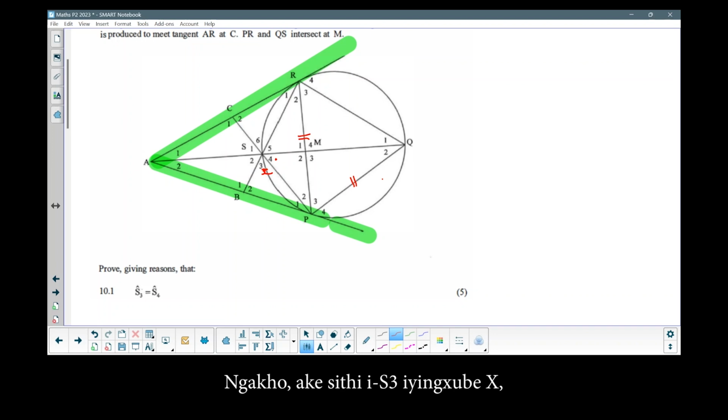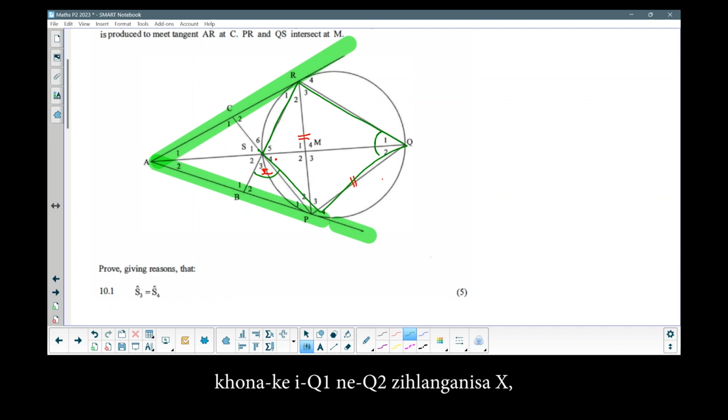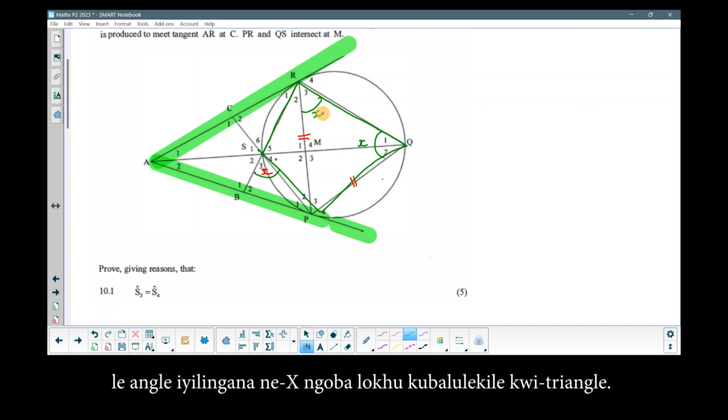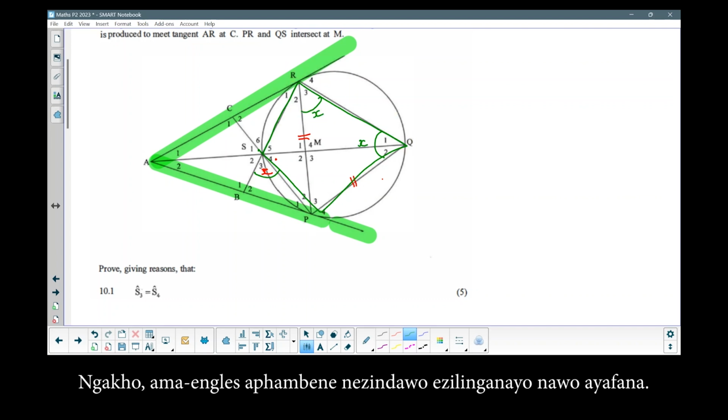So if S3 is equal to X, and they told us that this here is a cyclic quadrilateral, then Q1 and Q2 add up to X. And that's because it's an exterior angle of a cyclic quad. Right, what else do we know? We also know that PQ is equal to PR. So if this angle is equal to X, this angle is equal to X because that's an isosceles triangle. So angles opposite equal sides are also equal to each other.